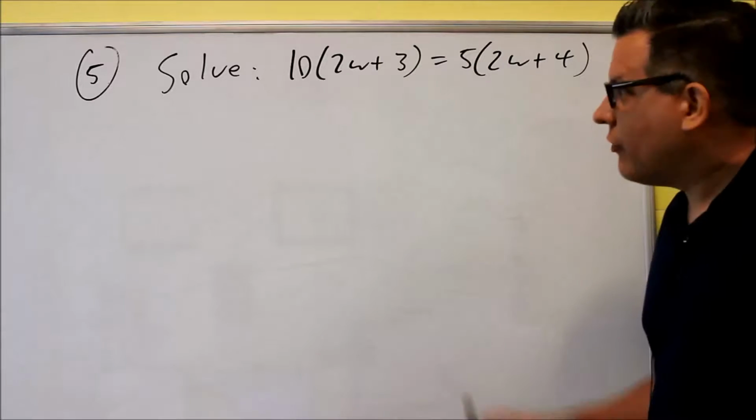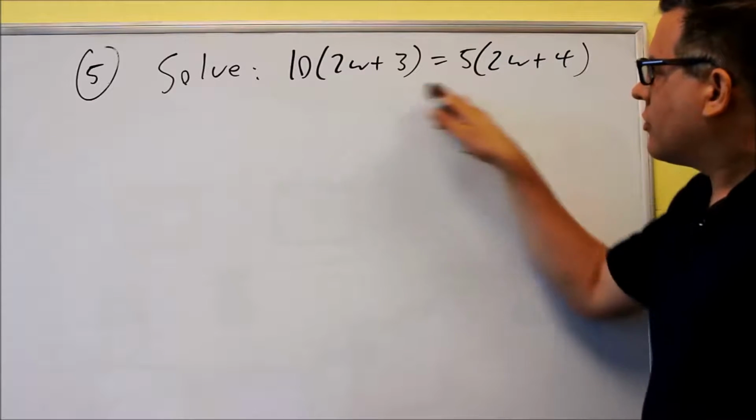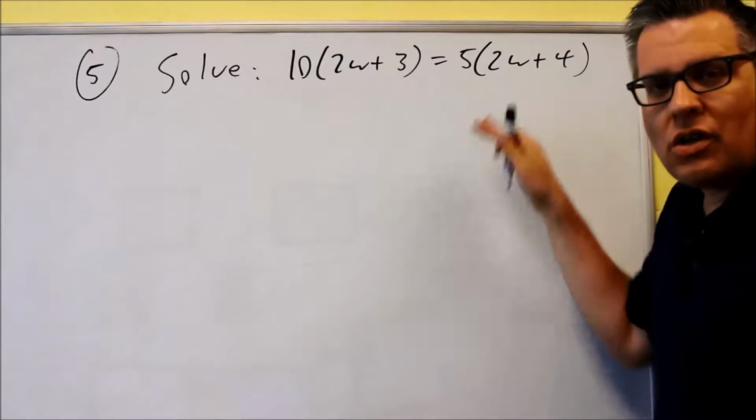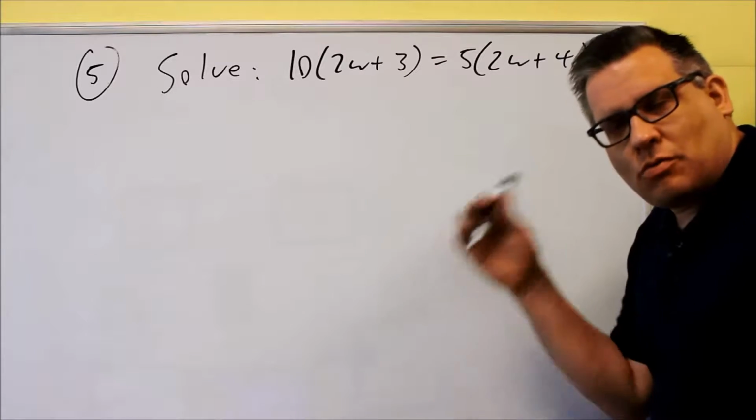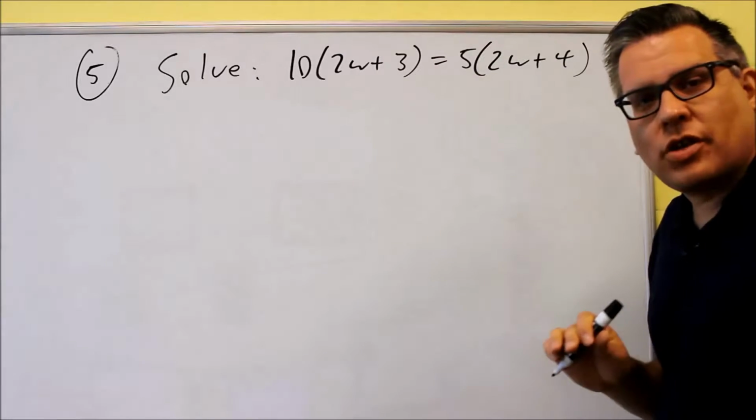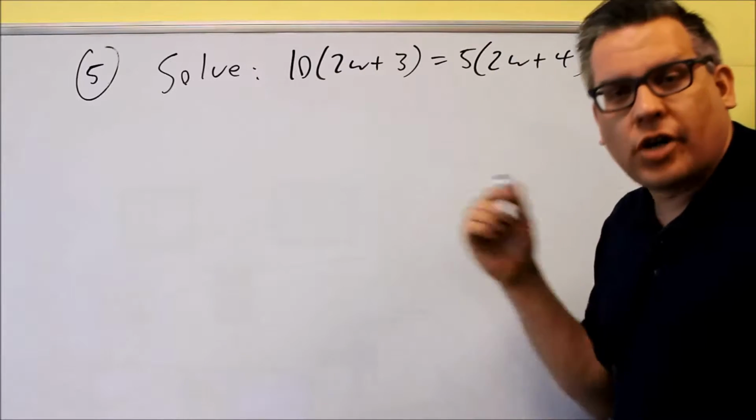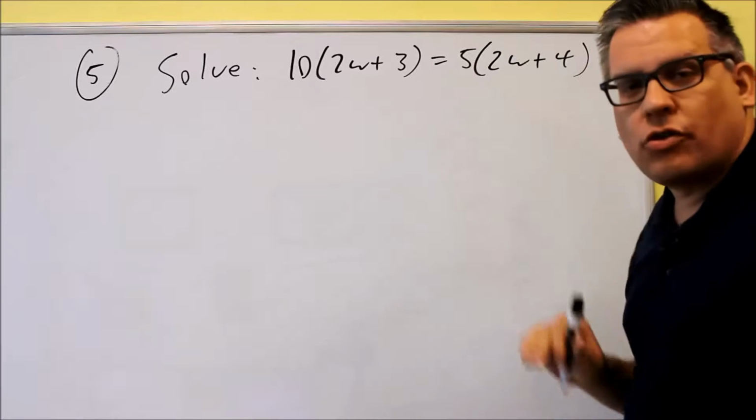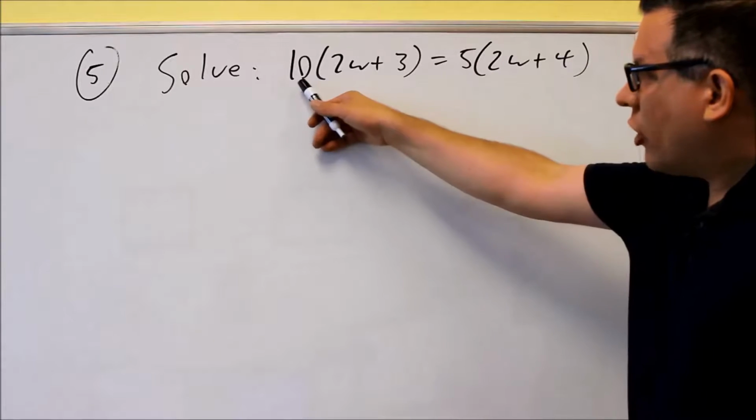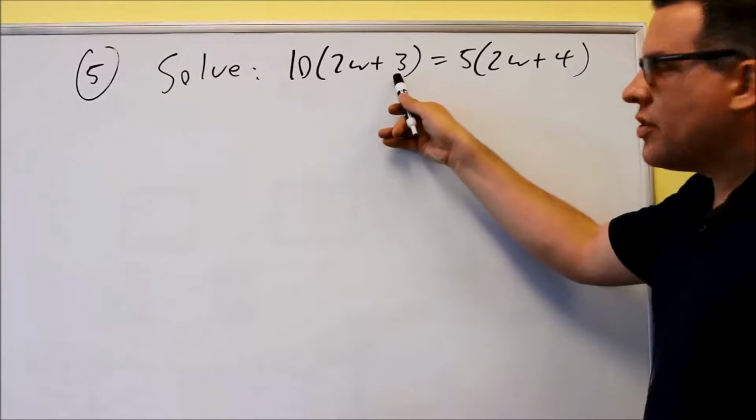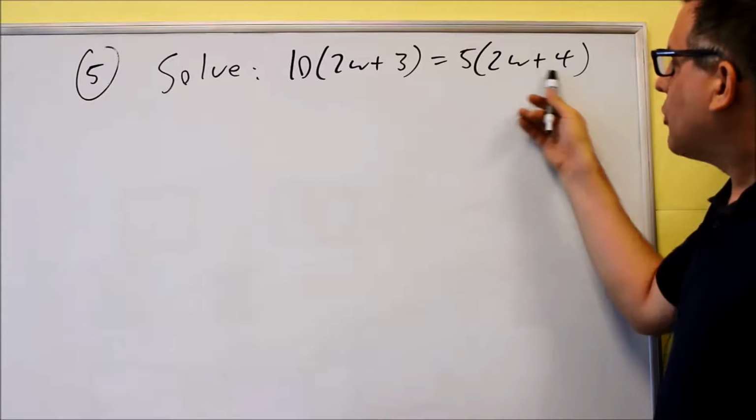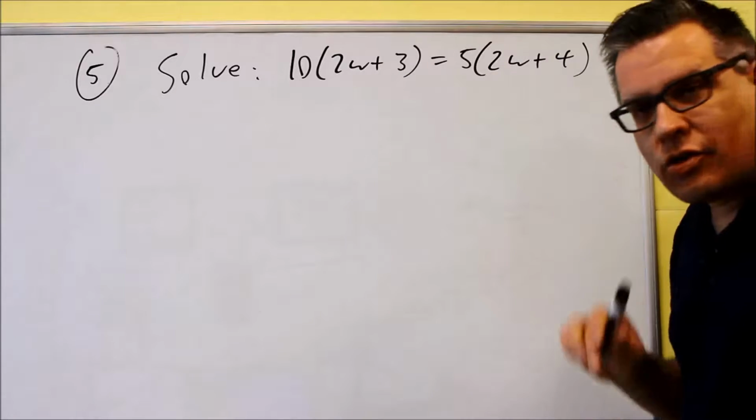Okay, so for number 5, we have another problem that has some parentheses in it. I did a problem similar to this before that had parentheses, and I mentioned that for these kinds of problems, what you always want to do first is multiply through to clear out the parentheses. So that's exactly what we're going to do first on this side. We're going to take 10 and multiply it by both things inside here. We'll take 5 and multiply it by both things inside there. So let's do that first.